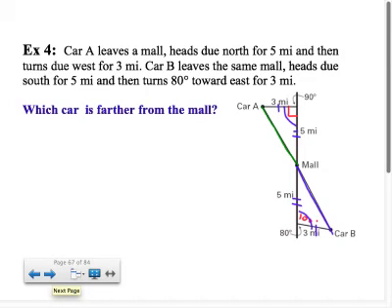So the question is, which car is farther from the mall? The answer to that question is very simply going to be car B. And your explanation, all you'd have to say here is the hinge theorem. Okay, that is the hinge theorem. 100 is bigger than 90, so the side across from the 100 has to be bigger than the side across from the 90.